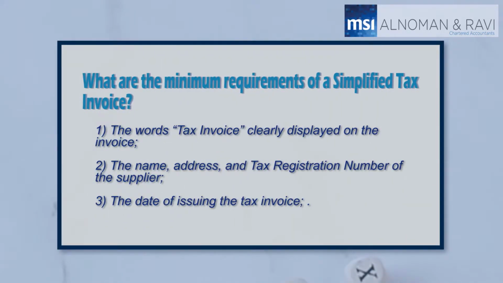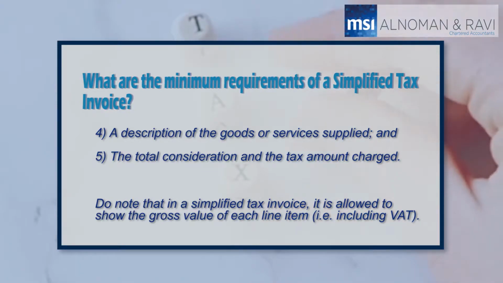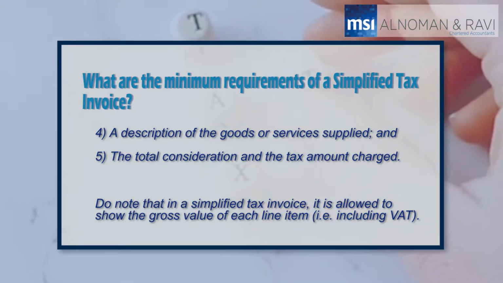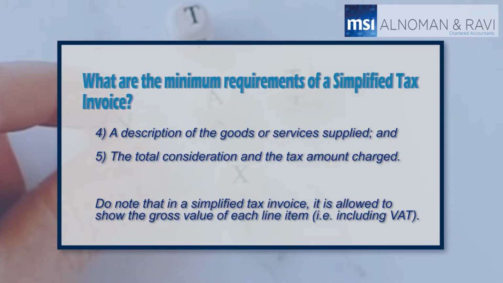The word tax invoice needs to be displayed on the invoice. The name, address and tax registration number of the supplier must be mentioned. The date of issuing the tax invoice must be mentioned. A description of the goods and services supplied and the total consideration and the tax amount charged must also be mentioned. It's important to note that in a simplified tax invoice, it is allowed to show the gross value of each line item, that is, which is including VAT.